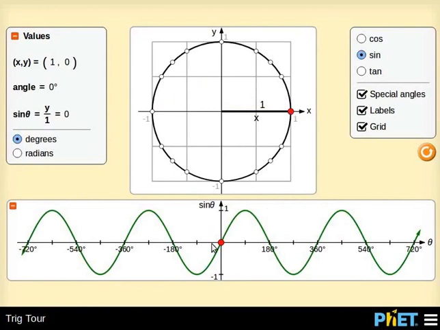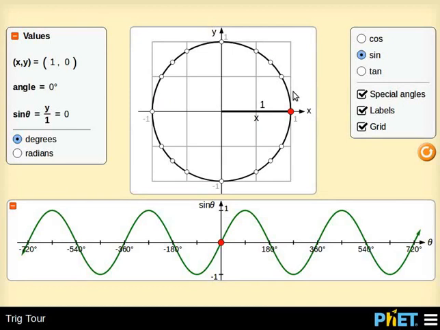The graph shows angle theta on the x-axis and the amplitude of the sine theta function on the y-axis. At angle theta of 0 degrees, as sine theta is 0, the red point has amplitude 0.